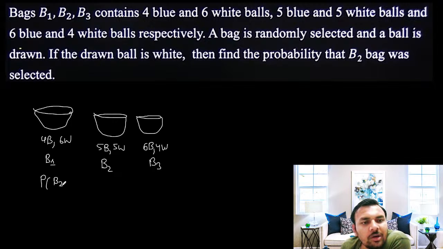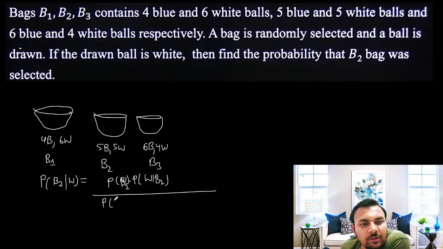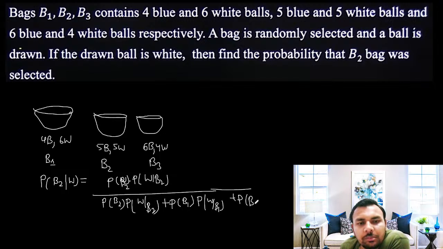The probability of drawing from B2, given it was white, is probability of B2 times probability of white given B2, upon P B2 P W given B2, plus P B1 P W given B1, plus P B3 P W given B3. Okay, so we are going through Bayes theorem.